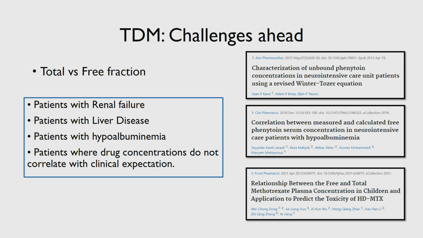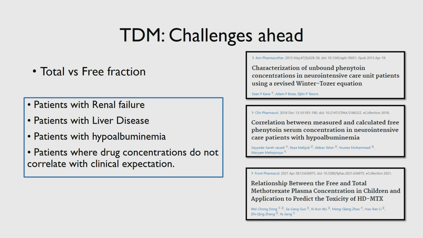Now, there are different challenges we have while establishing a TDM for any drug. One of the major challenges is the dilemma between the total fraction and the free fraction. Because almost all the drugs are protein bound to an extent, there are conditions where this protein binding of drugs can vary, and that leads to an imbalance between the total and the free fraction. Some examples are patients with renal failure, patients with liver disease, patients who have hypoalbuminemia, or patients where drug concentration does not correlate with the clinical expectation.